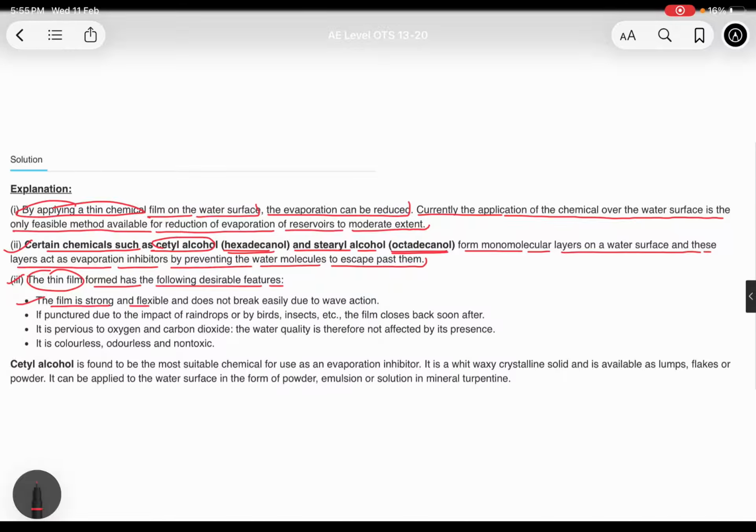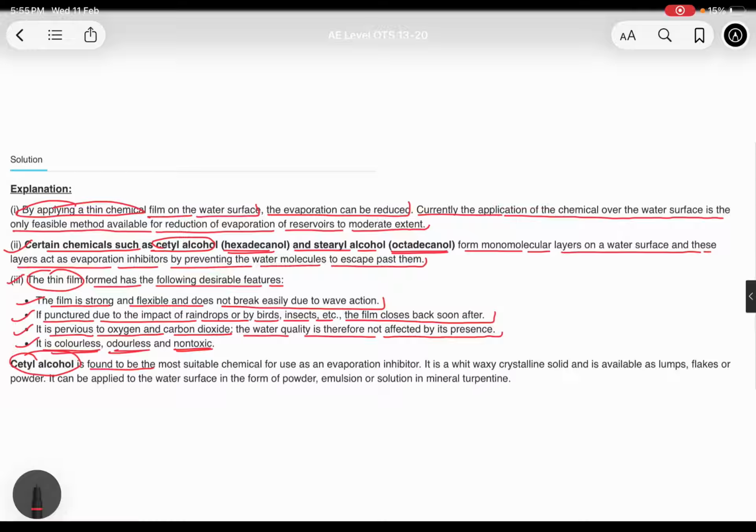The film is strong and flexible and does not break easily due to wave action. If it is punctured due to the impact of raindrops, birds, insects, etc., the film closes back soon after. It is permeable to oxygen and carbon dioxide, so the water quality is not affected by its presence. It is colorless, odorless, and non-toxic.